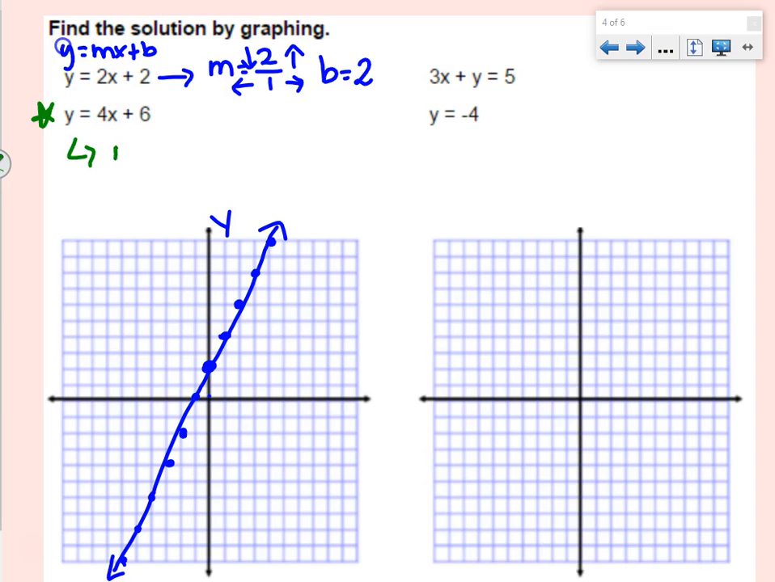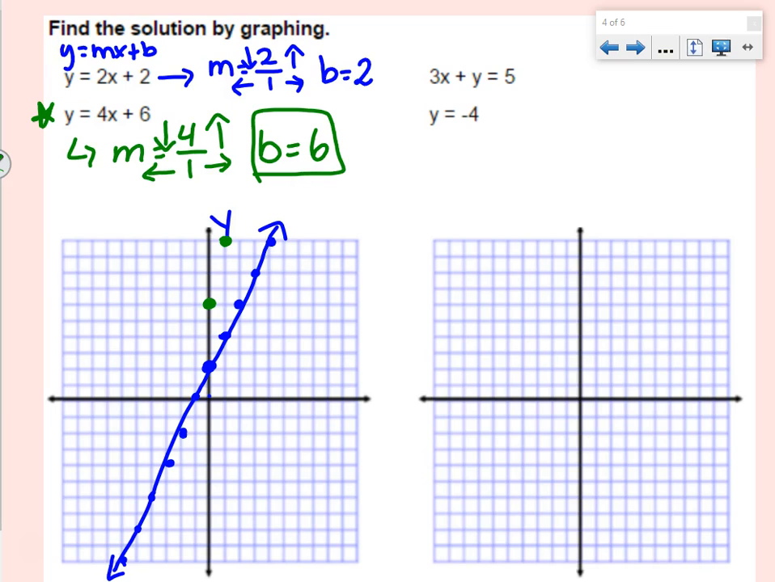For our second equation, m is 4, so I'm going to say 4 over 1. B is 6. Start with your 6, your b, on the y-axis. Count up to 6, which is right here. Then our slope is up 4, right 1. Well, if I go up 4, right 1, I haven't crossed the blue line yet. So we need to flip it to down 4, left 1. Down 4, left 1. Now we have a crossing point, but we can keep going.